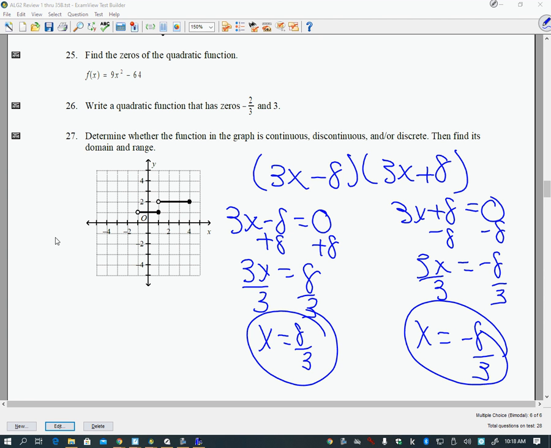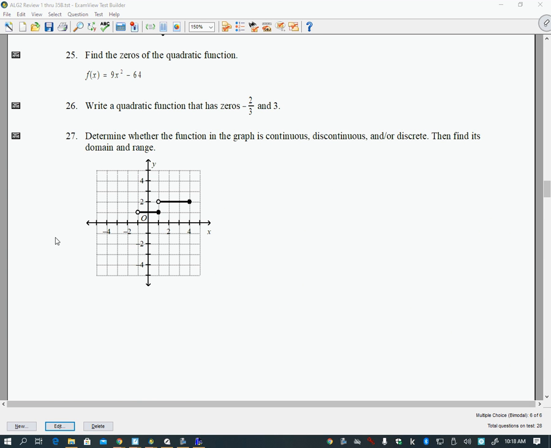Again, I still want to make sure that you guys know what to do in that situation, at least to start with. So if I got something like 25x squared minus 49, tell me what is going in the sets of parentheses.